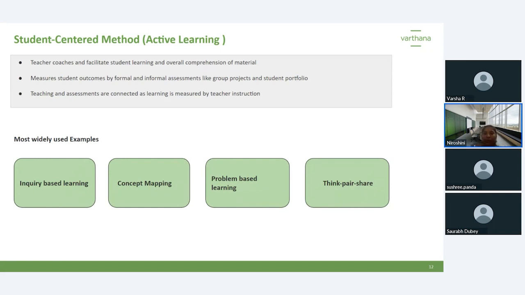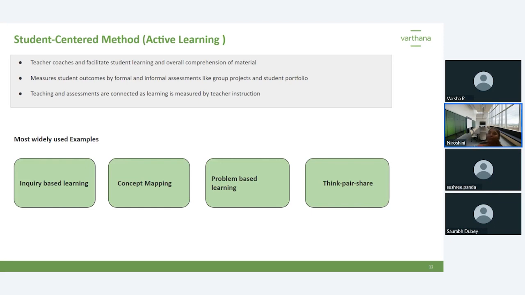So here the teaching methods look like they are interconnected. The teaching and assessment methods are interconnected. Learning is measured by teacher instruction. Here, the teacher is also an active participant, where the teacher imparts the instruction on how to do this. So the teacher will again be an active participant here, and the children will also be active participants. The student outcomes are measured by formal and informal assessments, such as group projects and student portfolios.